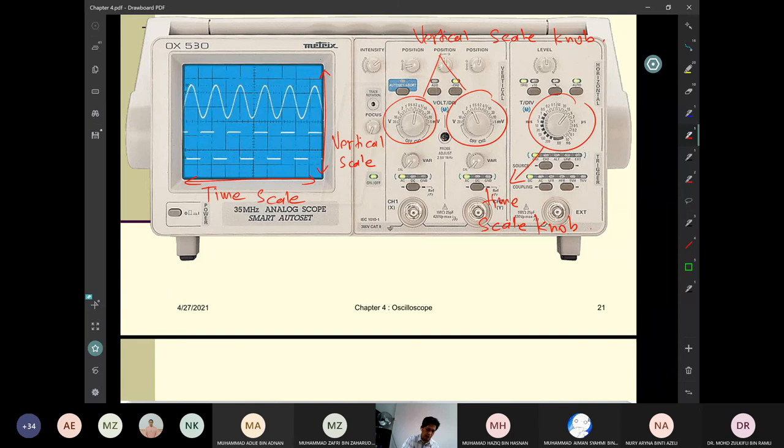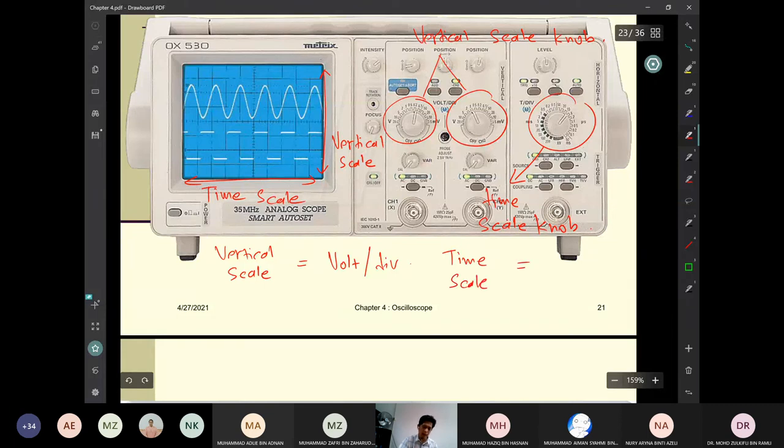Okay, for the vertical scale, kita panggil sebagai, so we know known as a volt per division. Ini untuk vertical scale. Kalau for time scale, time per division. So time, for example, 10 millisecond per division. Kalau for volt division, 2 volt per division. Jadi apa maksudnya per division ni?